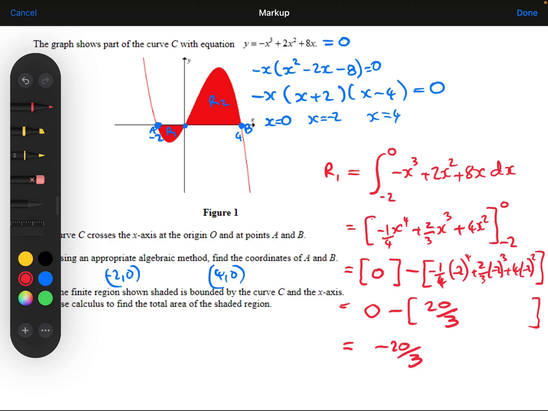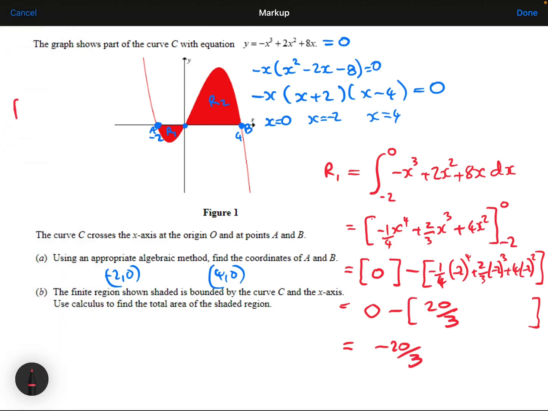That minus is, remember, just telling me the fact that R1 is below the x-axis. So in terms of the numerical value of the area, I'm not bothered about the minus there. So I'm just going to say that R1 is 20 over 3. The area has to be positive. Let's now do R2.